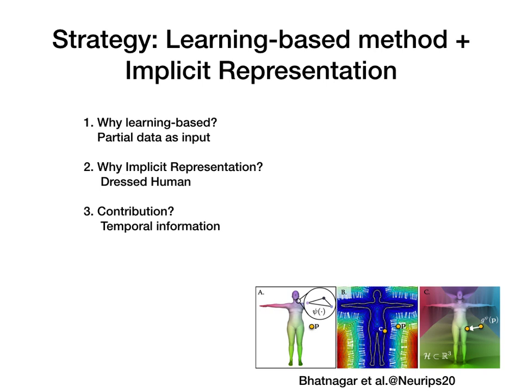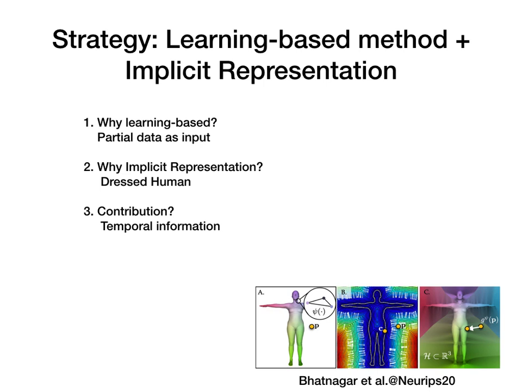Second, why we need implicit representation? On the bottom, we give the basic concept of implicit function. Given the query point, the implicit function could predict the occupancy probability whether that point is inside or outside of the surface. So the implicit function is a weakly constrained shape model which can handle dressed person.